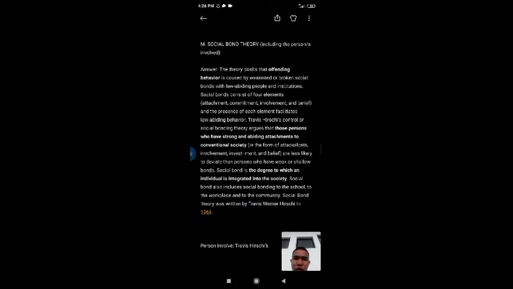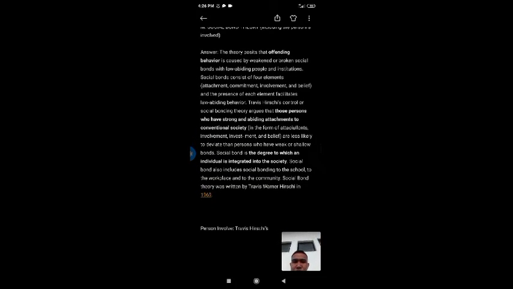So let's go to letter M, social bond theory. In this theory, it is posited that offending behavior is caused by weakened or broken social bonds with law-abiding people and institutions. So social bond consists of four elements, which are attachment, commitment, involvement, and beliefs. The presence of each element facilitates law-abiding behavior. Social bond also includes social bonding to the school, to the workplace, and to the community. Social bond theory was written by Travis Hirschi, the person involved with this one.